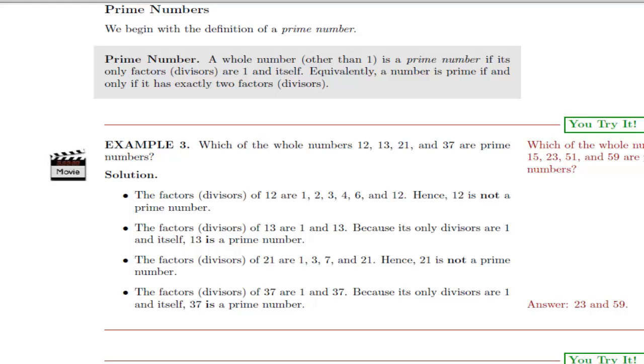The factors or divisors of 21 are 1, 3, 7, and 21. Hence, 21 is not a prime number. The factors or divisors of 37 are 1 and 37. Because its only divisors are 1 and itself, 37 is a prime number.